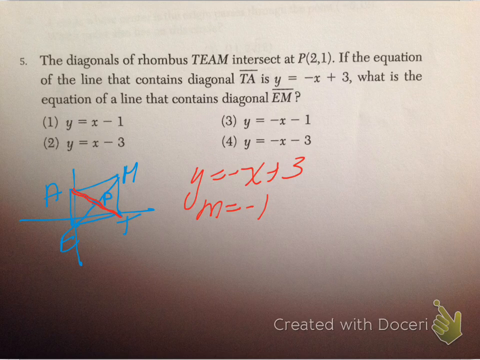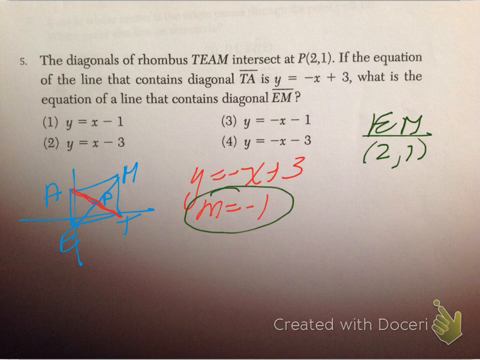What is the equation of the line that contains diagonal EM? Okay, so what do we know about EM? Well, we know that it must go through the point (2, 1). And we also know that the slope should be the negative reciprocal of the other slope because the lines are perpendicular. The diagonals are perpendicular because it's a rhombus, and that's a property of a rhombus. So the negative reciprocal of negative 1 is just going to be 1. So we're looking for the equation of a line with a slope of 1 that goes through the point (2, 1).